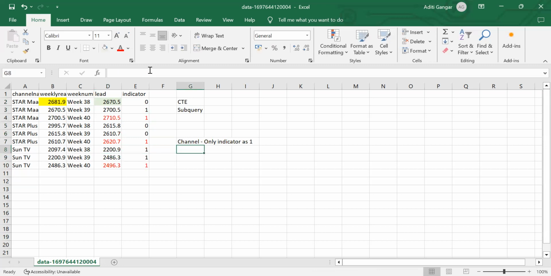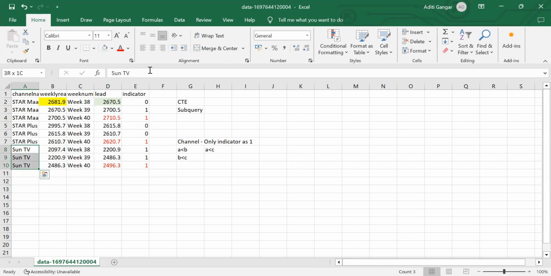Because here you are doing A less than B, and here you are doing B less than C. So if these 2 hold true, A will obviously be less than C. So you don't have to worry. Here I'm forcing SQL to put 1, so that at the end of the day, I can get the channel that only has 1 as an indicator, and that channel is something that I'll be happy with. In our case, it is Sun TV, whose reach is increasing.